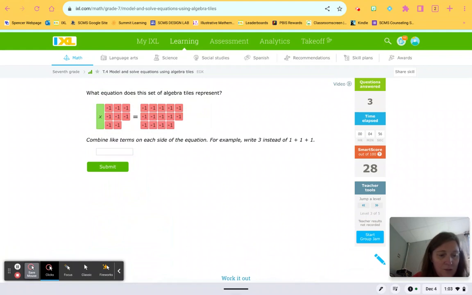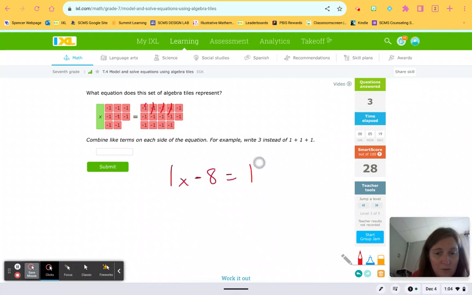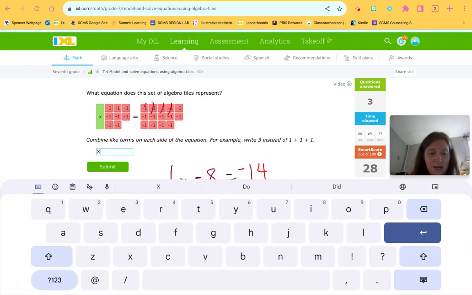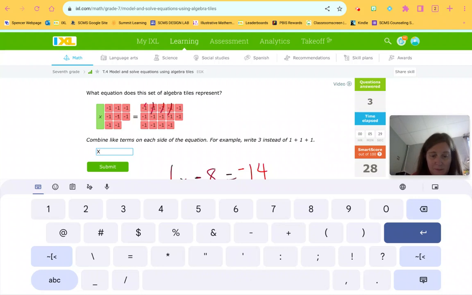Then on your next one, you've got which equation does this represent? Let's look here. We've got 1x, and then we've got 1, 2, 3, 4, 5, 6, 7, 8. So negative 8. So 1x minus 8 equals 3, 6, 9, 12, 13, 14, but those are negative, so it'd be negative 14. So when you type that in, it would be 1x, or just x, minus 8 equals 14.